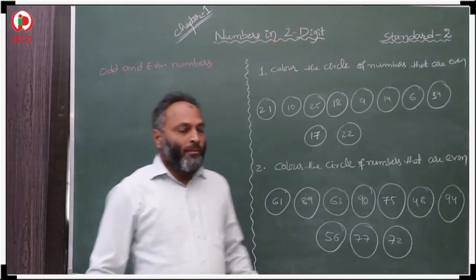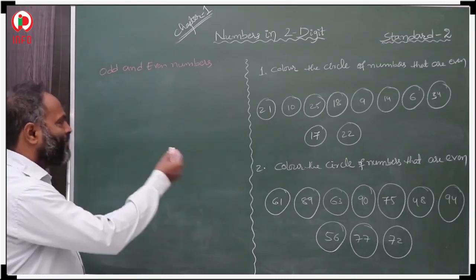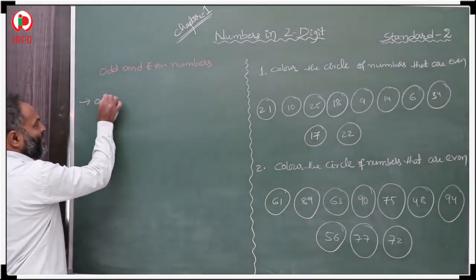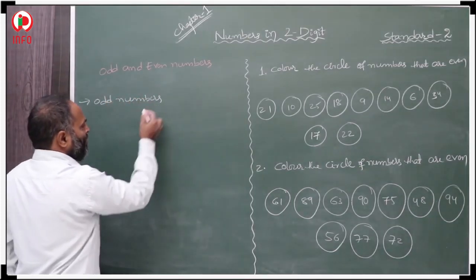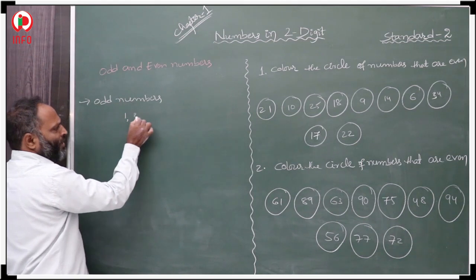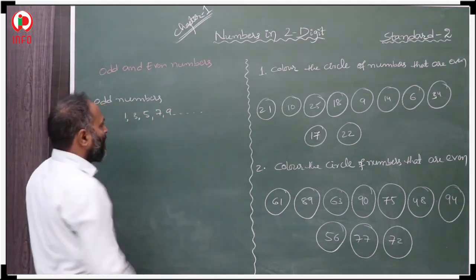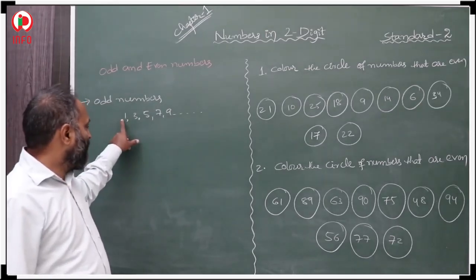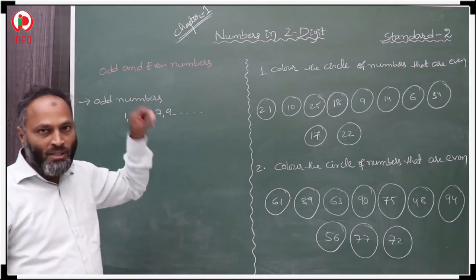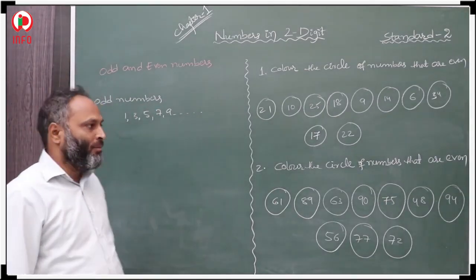Now, even numbers and odd numbers. What are even numbers and what are odd numbers? First, odd numbers. Odd numbers are 1, 3, 5, 7, 9. From these five numbers, if any of the numbers comes in the ones digit of the number, then that number is an odd number.